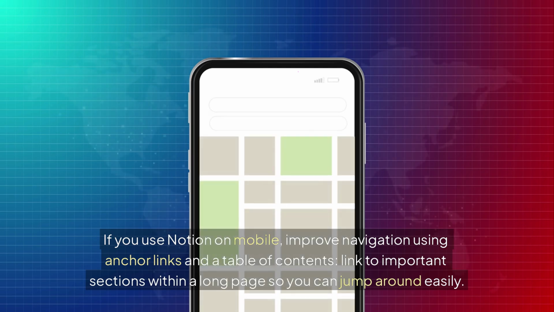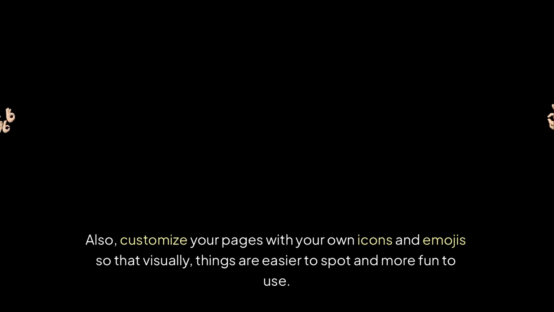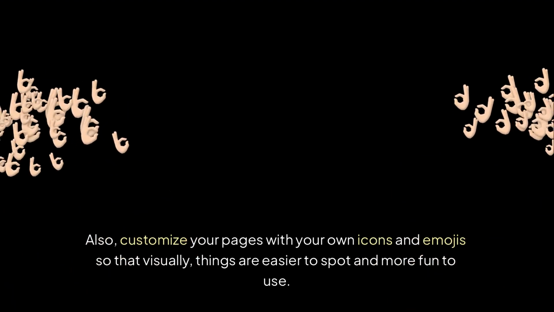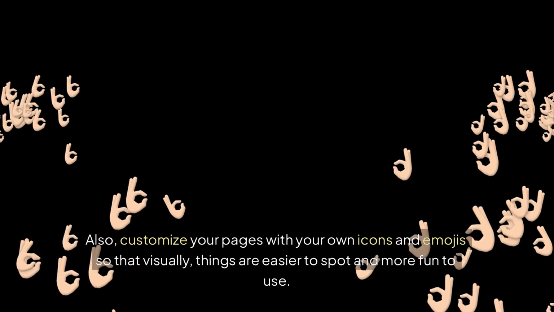If you use Notion on mobile, improve navigation using anchor links and a table of contents. Link to important sections within a long page so you can jump around easily. Also, customize your pages with your own icons and emojis so that visually, things are easier to spot and more fun to use.